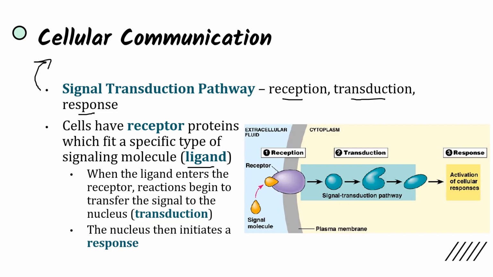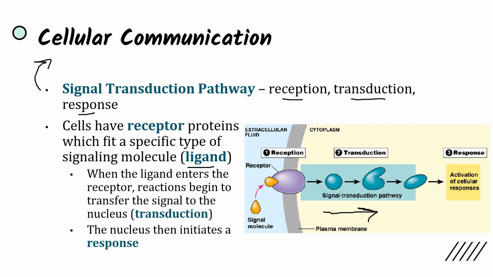And when the ligand enters the receptor, reactions are going to begin to transfer the signal to the nucleus or to the target that's going to create the response, such as, let's say, an enzyme that needs inhibiting. And this is going to be the signal transduction pathway, the transduction part of it. This is going to change the signal so that it is able to be amplified and create a response. And then obviously the response of the cell, the cellular response, is what the whole end goal of the signal transduction pathway is.